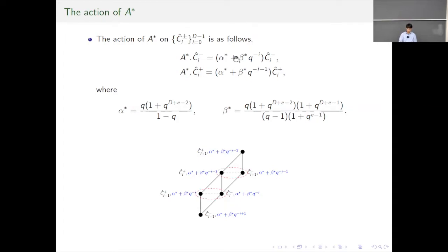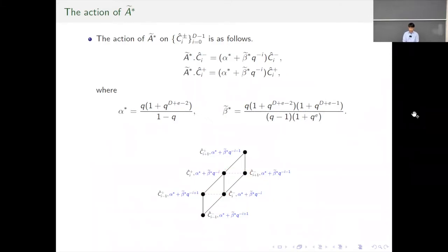So in other words, this horizontal bubble, as we saw earlier, is the eigenspace of A star corresponding to the eigenvalue theta I star. I just expressed theta I star as alpha star plus beta star times q to the minus I power, where alpha star is this quantity and beta star is this quantity. So A star tilde acts on Ci plus minus diagonalizably.